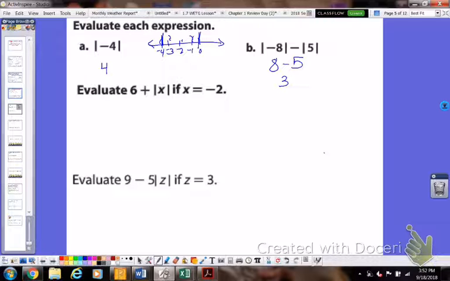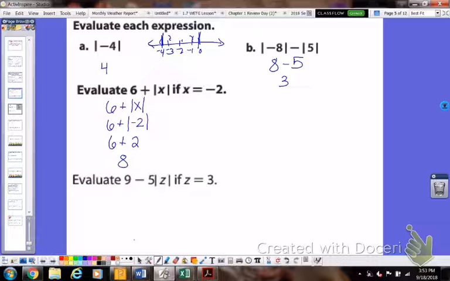Now we want to work with some algebraic expressions here. Evaluate 6 plus the absolute value of x if x equals negative 2. So if we rewrite this, 6 plus the absolute value of x, show our substitution step. So 6 plus the absolute value of negative 2. The absolute value of negative 2 is 2 because it is 2 units from 0. And 6 plus 2 gives us an 8.